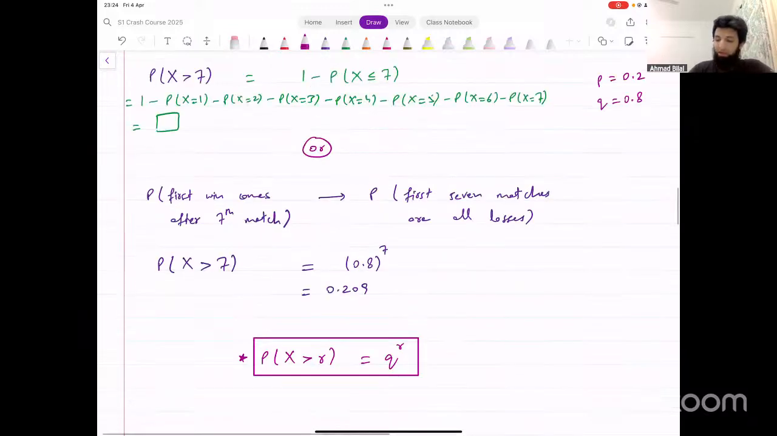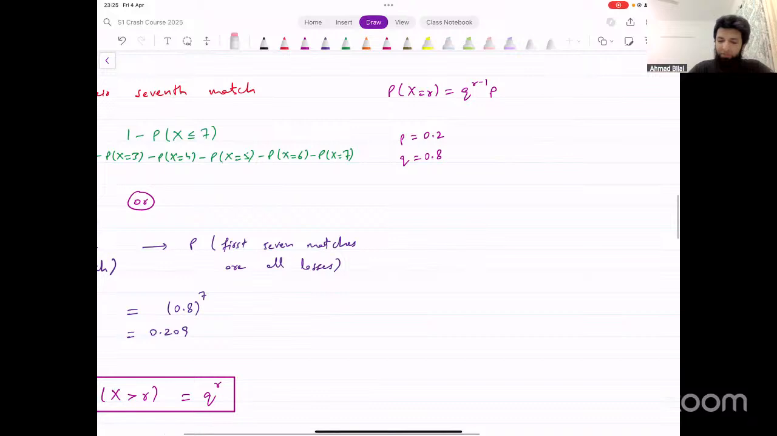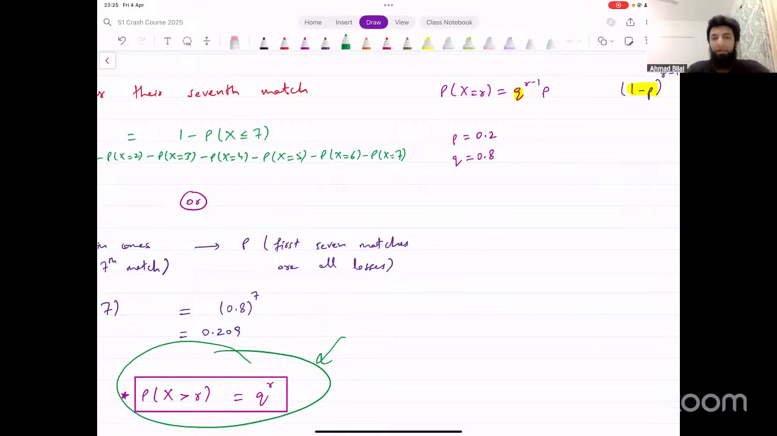So one formula that will be given in the formula sheet is q raised to power r minus 1 times p. That's the formula that's given in the formula sheet, although in a slightly different way. The formula sheet is going to say 1 minus p raised to power r minus 1 times p, because q is the same thing as 1 minus p, but you get that, right? That's the formula given in the formula sheet. This one is not given in the formula sheet. You need to memorize this. I would recommend that you understand it, but then you memorize the formula, okay?